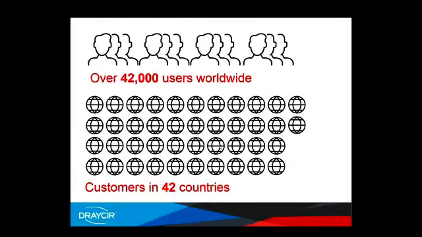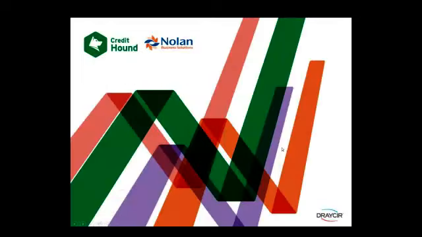So Draycir is an organization. Very quickly, we produce Credit Hound and we sell it in the Dynamics GP marketplace. We've got about 42,000 users across the world, so about 6,000 organizations use our software, in lots of different industries.